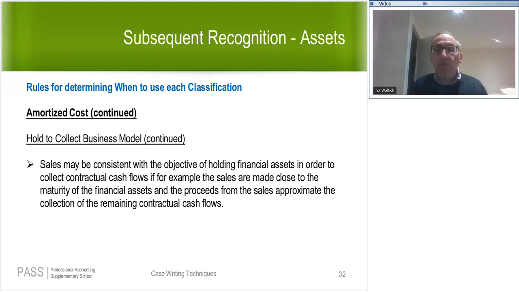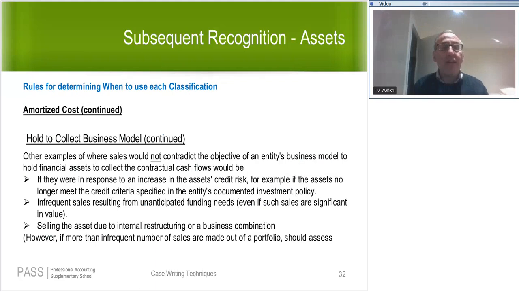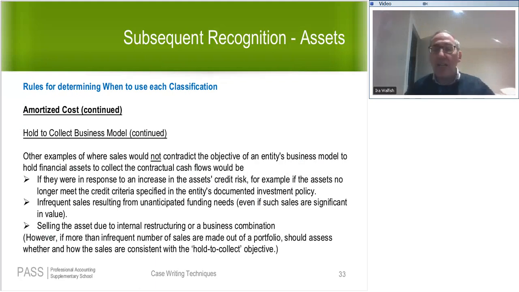But let's say, for example, the sales are made close to the maturity of the financial asset and the proceeds from the sale approximate the collection of the remaining cash flows, we would still meet the conditions of this business model. What I'm trying to say in plain English is, as long as my primary goal is the collection of interest and principal, even if occasionally I sell before maturity, I would still meet this business model.